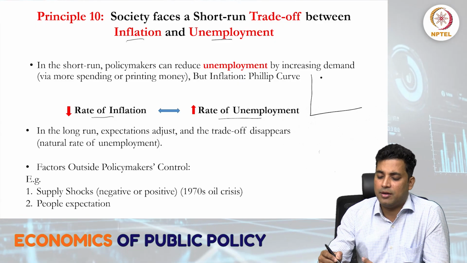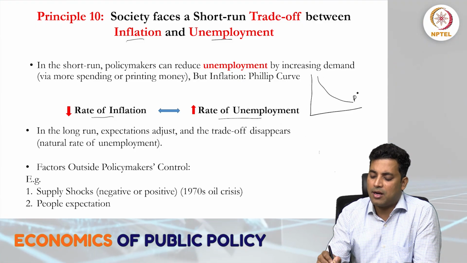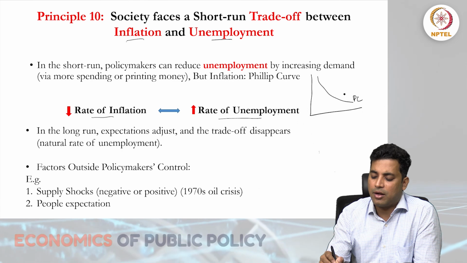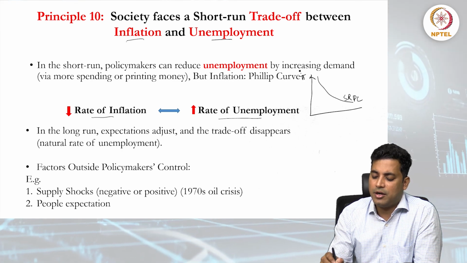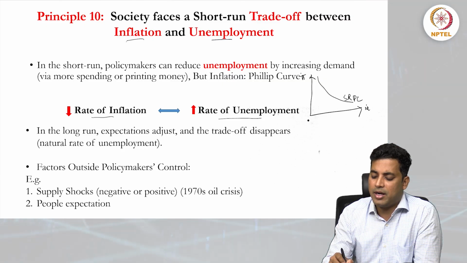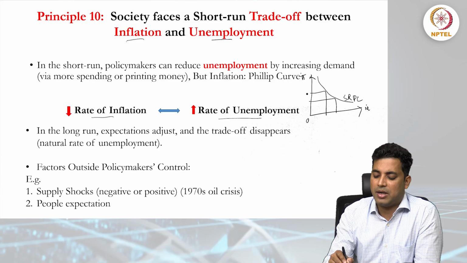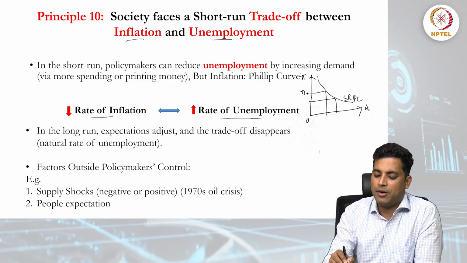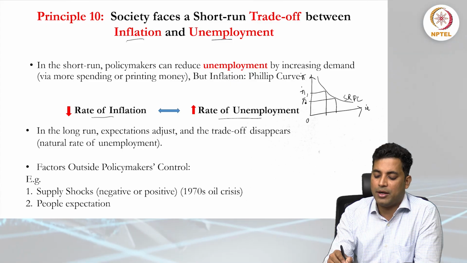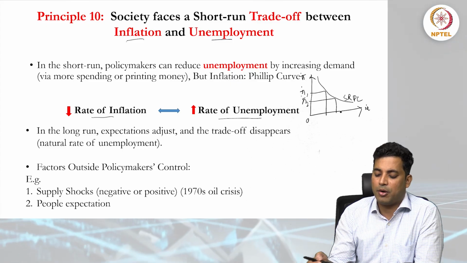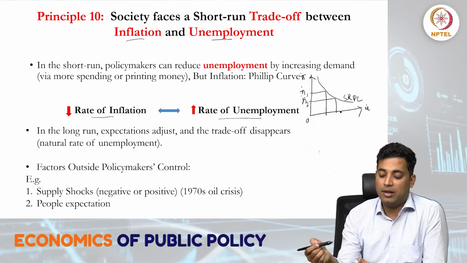Just to give you a graphical visualization, this is the Phillips curve, the short-run Phillips curve. Here we have the rate of inflation, and here the unemployment rate, and then you can see the inverse relationship. If the inflation rate decreases from pi 1 to pi 2, then obviously the unemployment rate will increase.